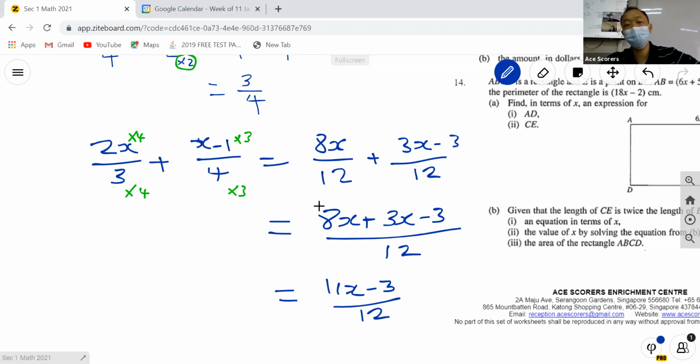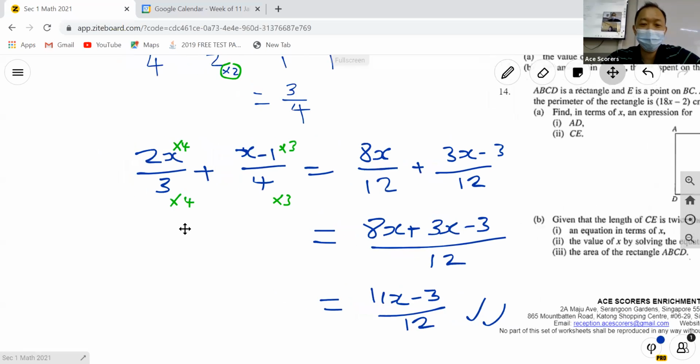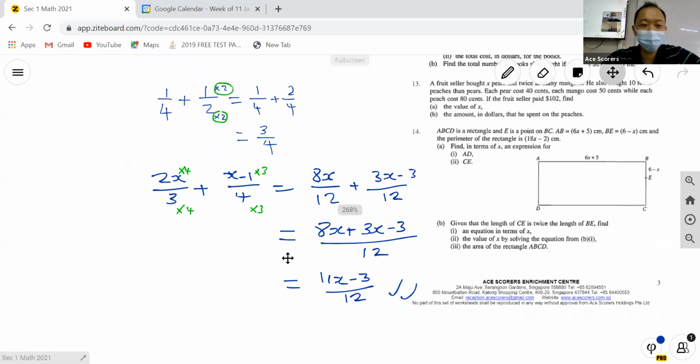So what's the trick here? The trick here is to find the common multiple, right? Then multiply top and bottom. Once you have a common denominator, you can add them together and just evaluate as it is. And this is the final answer. Okay? Simple? Yes. So simple. Next one.